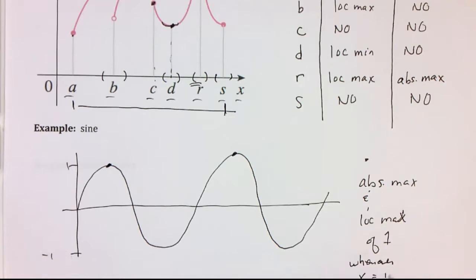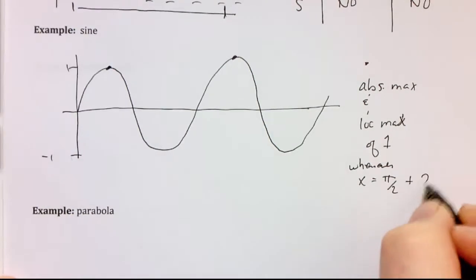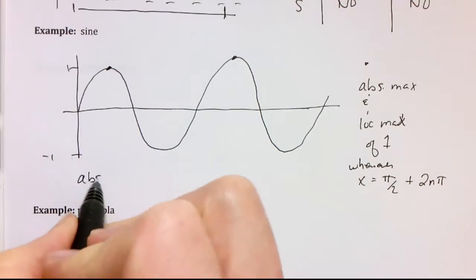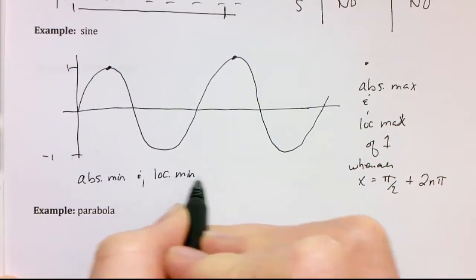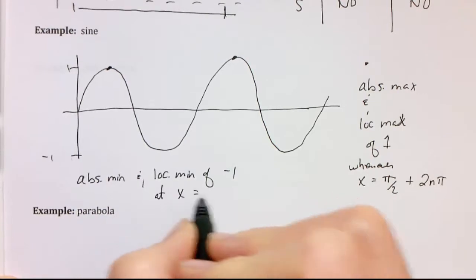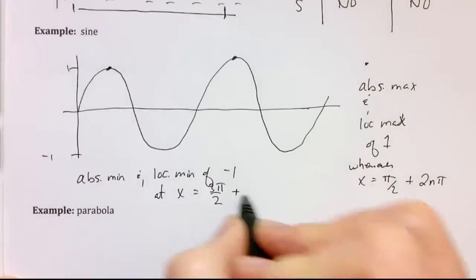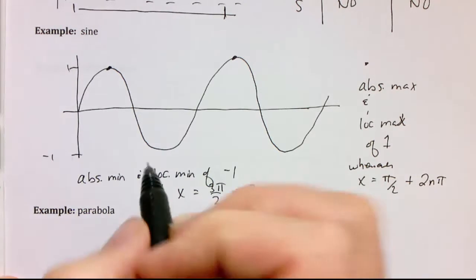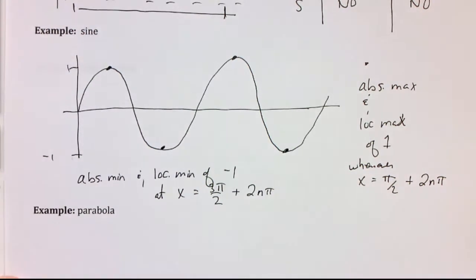Whenever x is equal to pi over 2 plus any multiple of pi. That's the periodicity. We have an absolute min and a local min of -1 at the bottom of the unit circle, 3 pi over 2. But every time we go around the unit circle again, it happens again, so plus any multiple of 2 pi. So absolute max and absolute min can also be local maxes and mins, and vice versa.